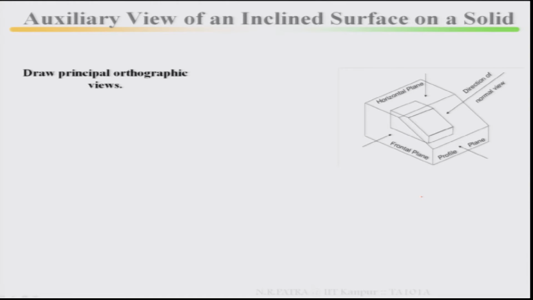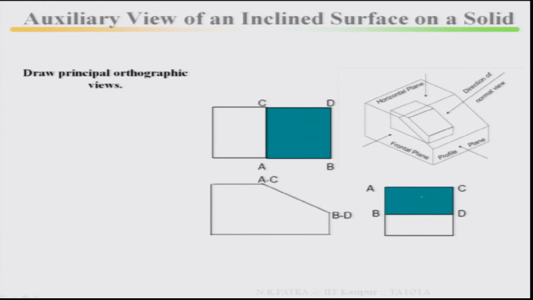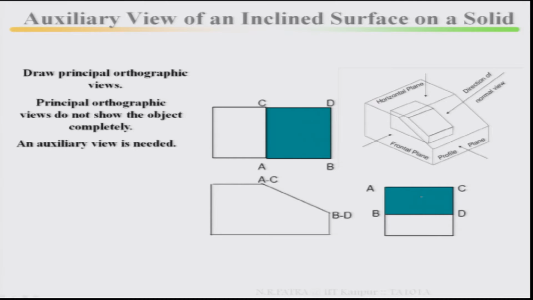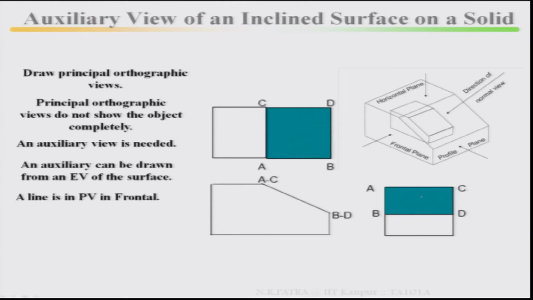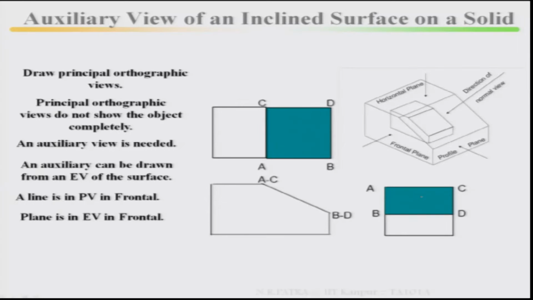Draw principal orthographic views: top, front and side. Principal orthographic views do not show the object completely. An auxiliary view is needed. An auxiliary view can be drawn from an edge view of the surface. A line is in point view in frontal. The plane is in edge view in frontal. The moment you go for the auxiliary, a line will be a point and the plane in edge view in frontal.